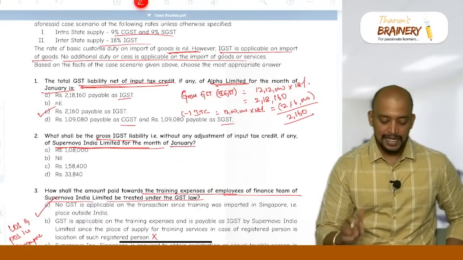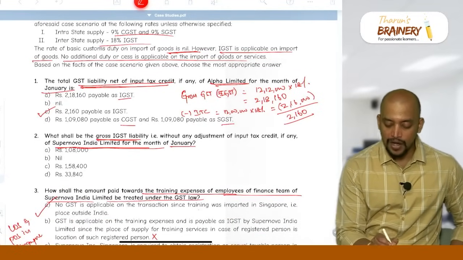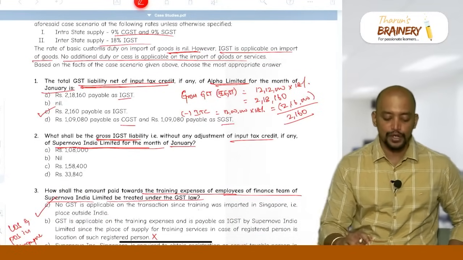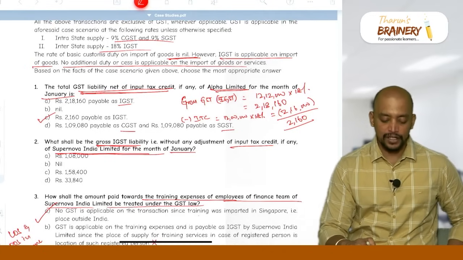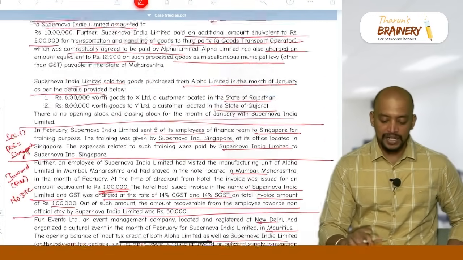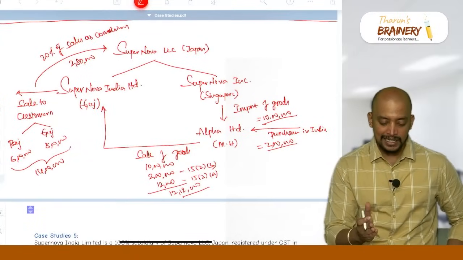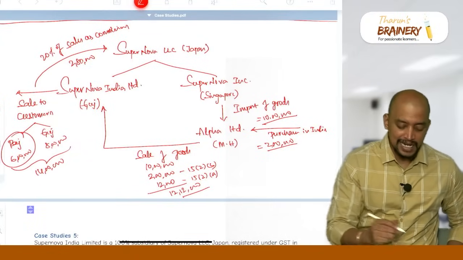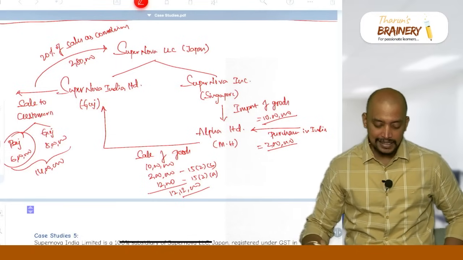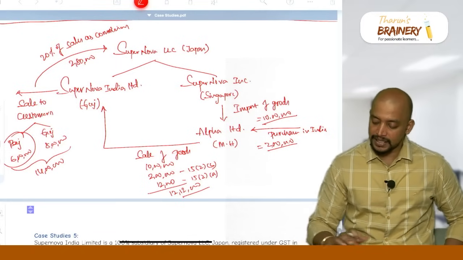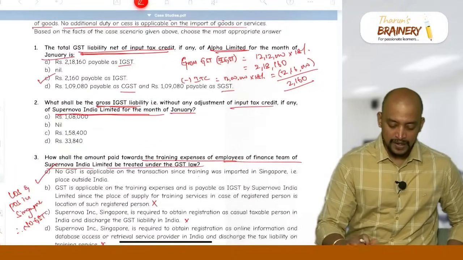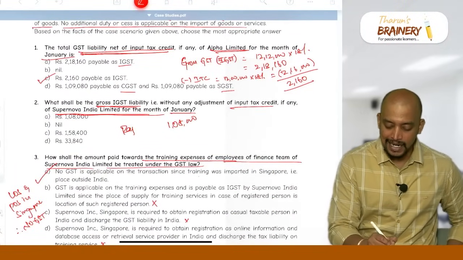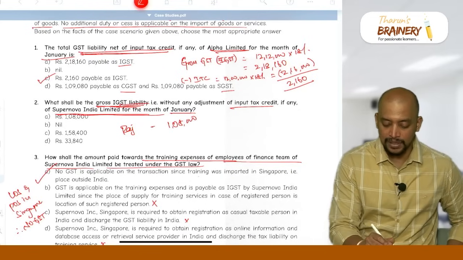The answer is over. Second, what will be the gross IGST liability without any adjustment of input tax credit, if any, for Supernova India Limited for the month of January? So for January, Supernova India Limited is making sales. They are asking only IGST. IGST means Rajasthan: 6 lakhs into 18%, 1,08,000. Sales in Rajasthan, 1,08,000. They are asking only IGST liability.